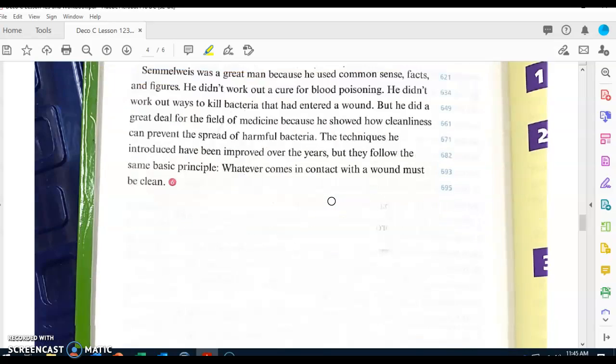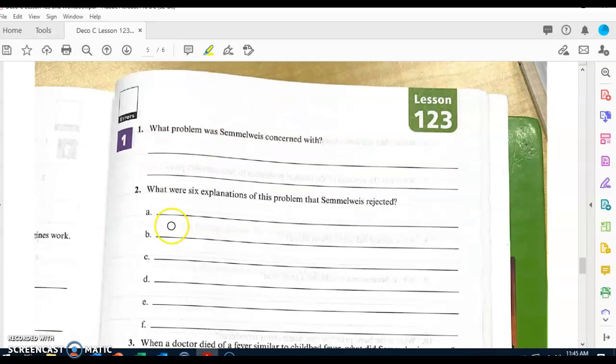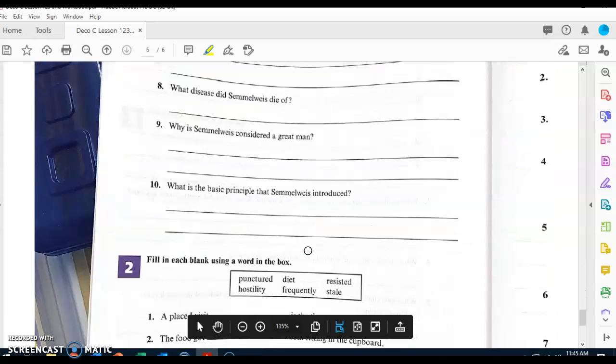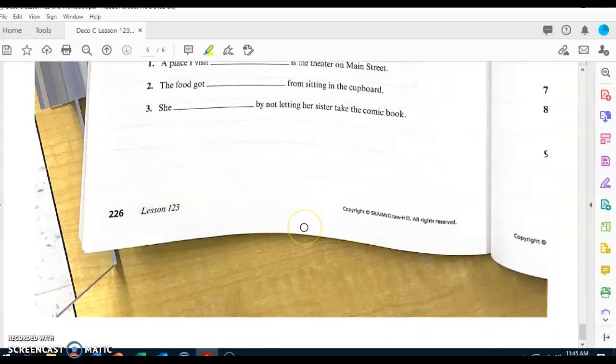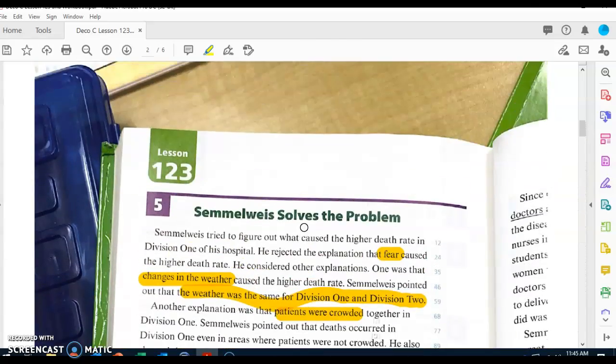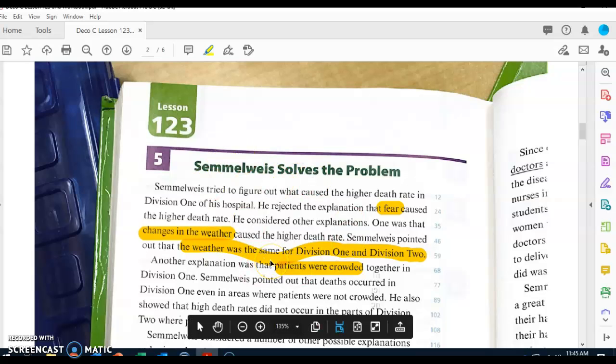So after you're done listening to my recording, make sure you complete the questions. You guys will get the copy of the lesson and the workbook. Make sure we try our best. We answer the questions to the best of our ability. You have the story where you can go back.